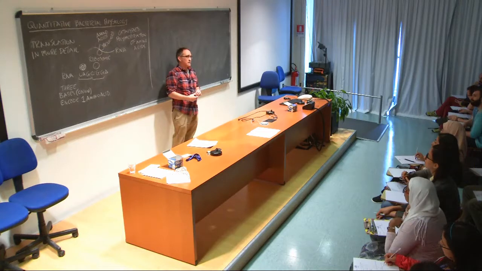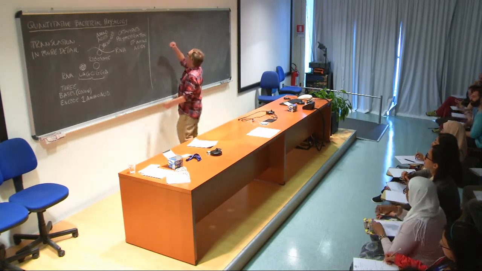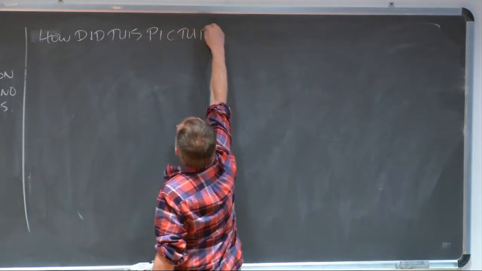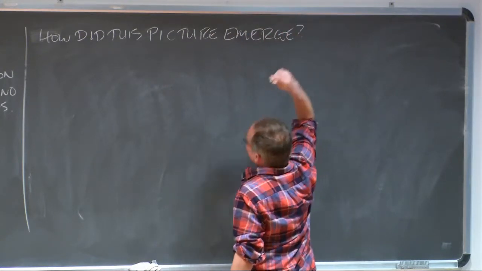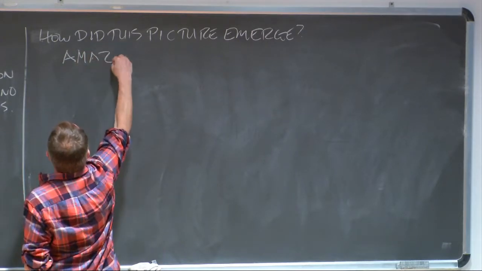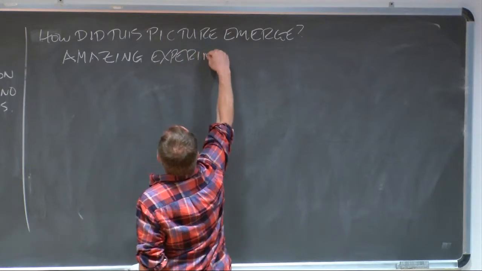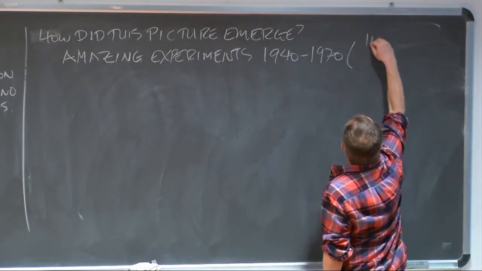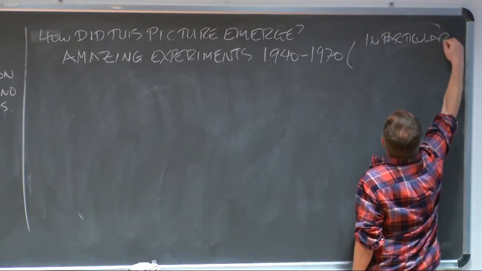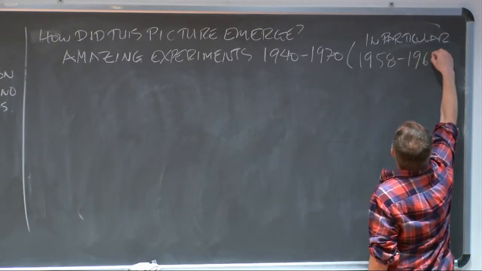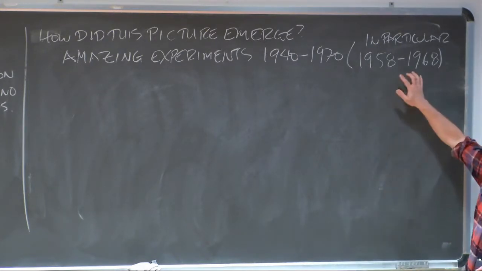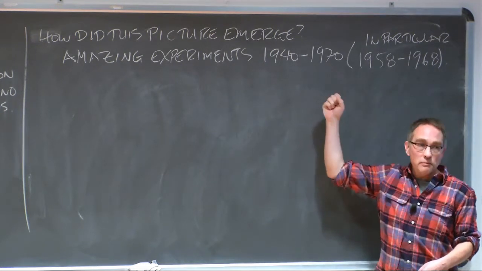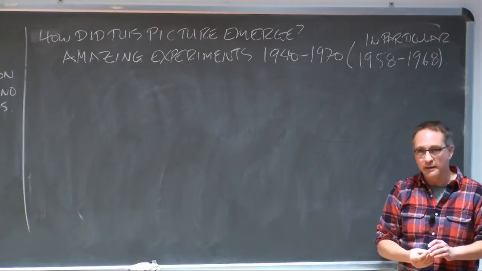But he also did a lot of work on bacterial physiology. So we'll look at his review from 1949. Let me write some of this stuff up. How did this picture emerge? And I think without hyperbole, it's some amazing experiments from about 1940 to 1970. In particular, a golden decade from 1958 to 1968. We will focus this afternoon and Tuesday's lecture on this golden period, 1958 to 1968. But today, at least, we'll start with the preamble, what was known at the time, the state of the art, 1949.